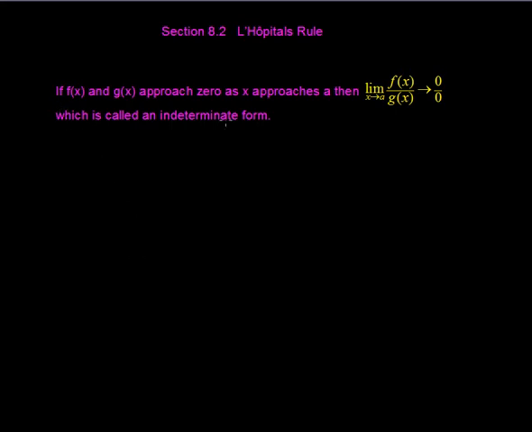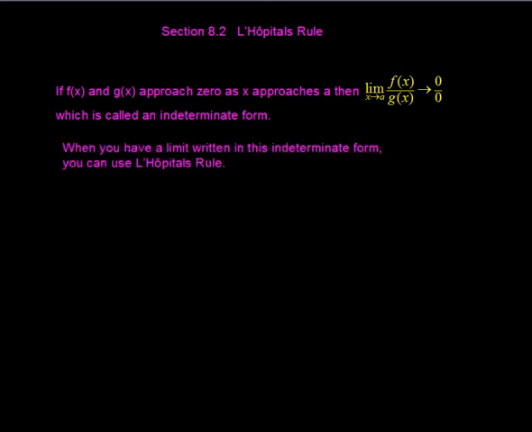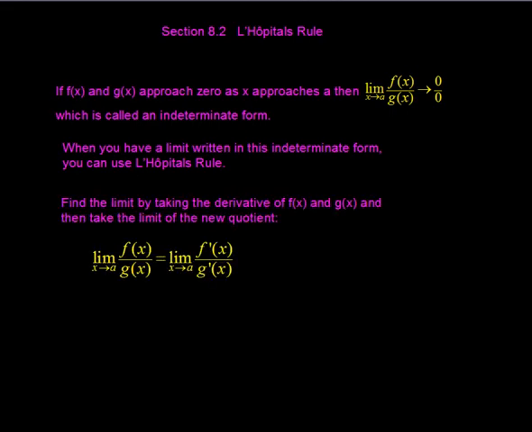If f of x and g of x approach 0 as x approaches a, then the limit as x approaches a of f of x over g of x would be approaching 0 over 0, which is called an indeterminate form. So when you have a limit written in this indeterminate form, you can use L'Hopital's rule. What L'Hopital's rule says to do is to take the limit of the numerator and the denominator separately, and the limit of that is equal to the original limit. So the limit of f of x over g of x is equal to the limit of f prime of x over g prime of x.